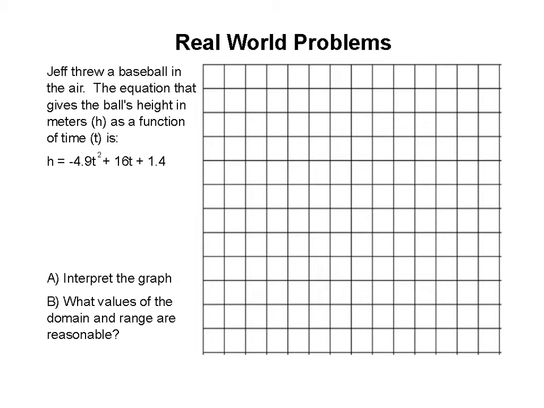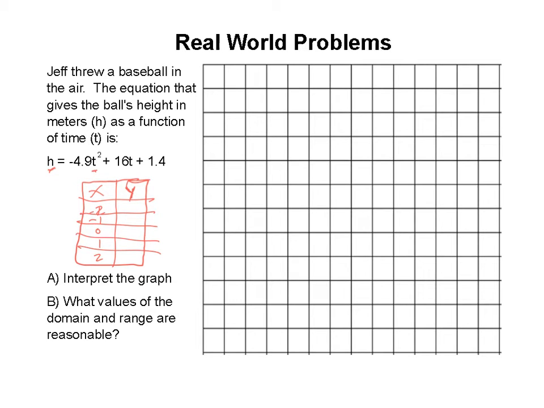So here it says Jeff threw a baseball in the air. The equation that gives the ball's height in meters, h, here's the height, as a function of time is this. T stands for time, okay? Interpret the graph. What values of the domain and range are reasonable? Okay, so we're going to make a graph here. And remember the values that we've been using this whole time, x, y. We've been using negative 2, negative 1, 0, 1, and 2. Let's use those same ones to see if we can get our V shape, okay?